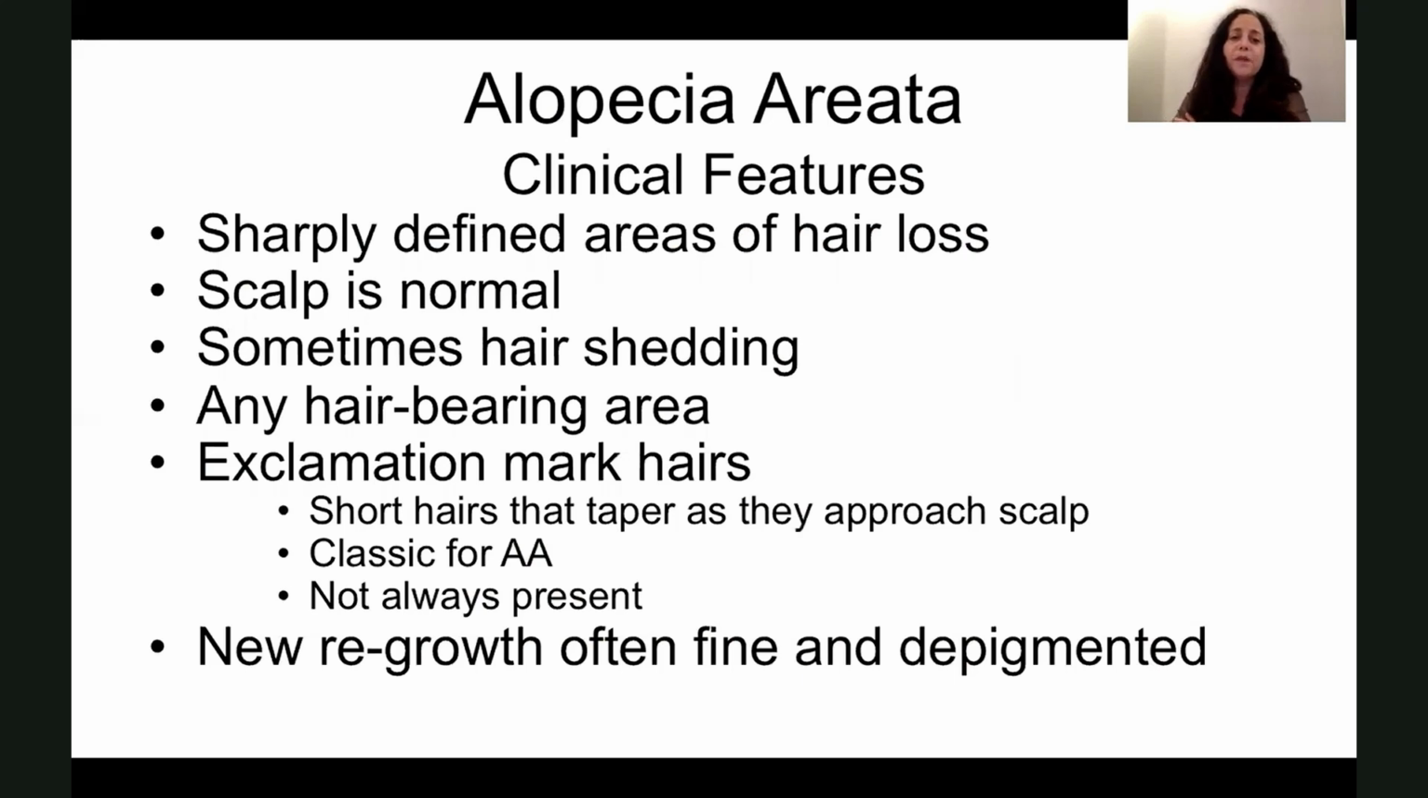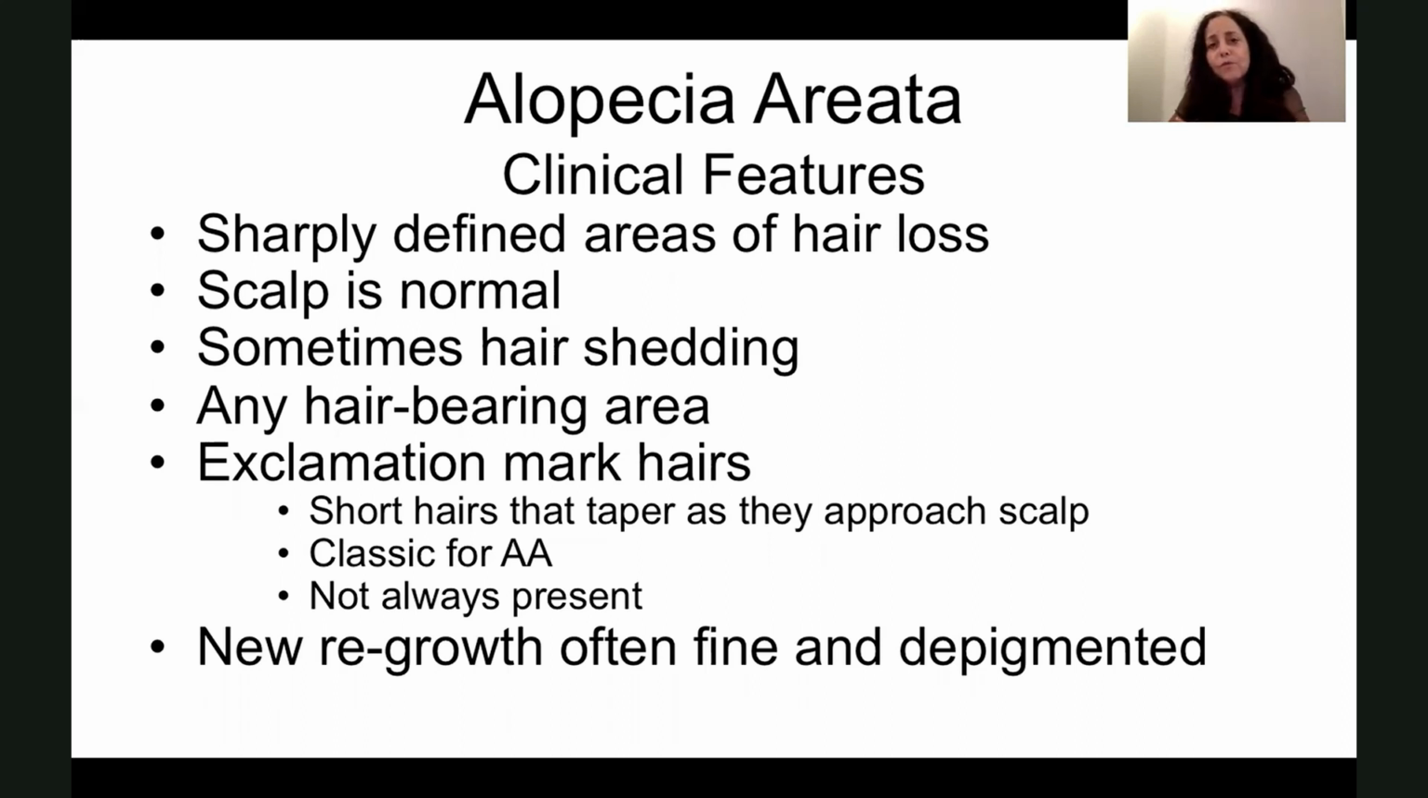And you've probably all seen these bald patches reasonably well circumscribed with alopecia areata. The scalp is normal. And again, sometimes hair shedding is what's actually noted early on. It can be any hair-bearing area on the body. Scalp is quite common, but eyelashes, eyebrows, and other body hair can occur as well. The exclamation mark hairs are short hairs that taper as they approach the scalp, and these are classically known for alopecia areata, although many patients don't have them. So the lack of an exclamation hair does not preclude a diagnosis of alopecia areata.